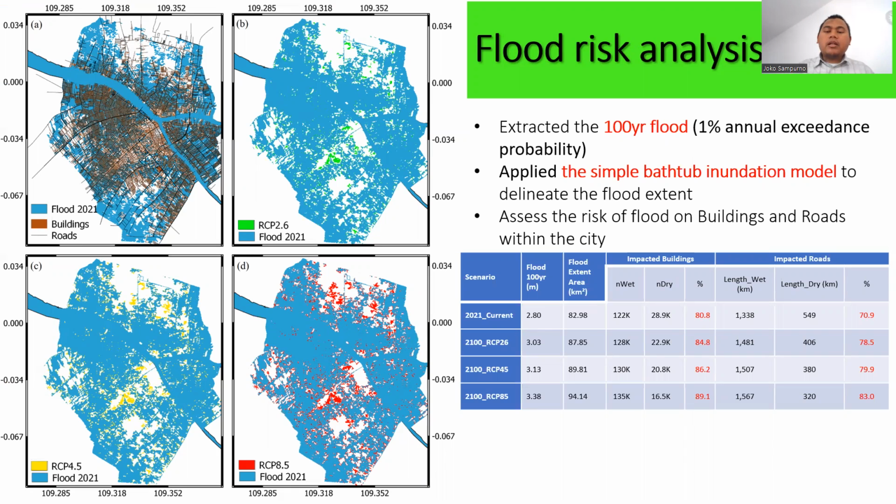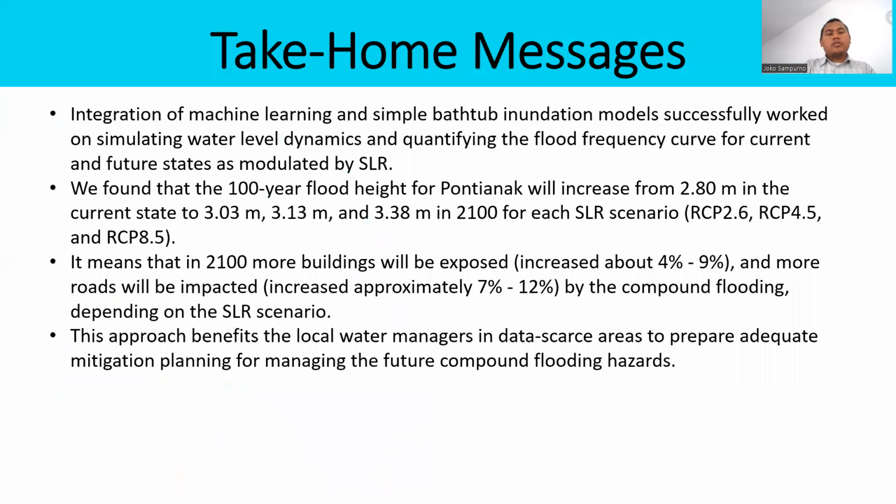If we implement the medium emission scenario, the impacted buildings will increase to 86% and impacted roads will increase to 79%. The last one, if we implement the high emission scenario, then impacted buildings will increase to 89% and impacted roads will increase to 83%.